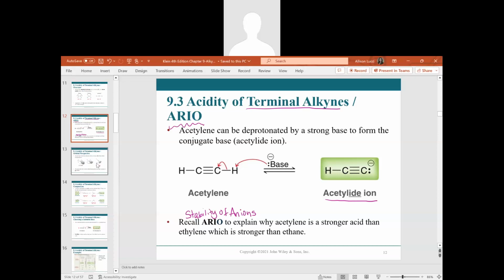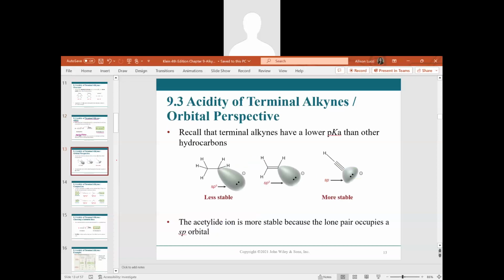The orbital explanation is what we're going to look at here. If we recall, terminal alkynes have lower pKa's than other hydrocarbons, including alkanes or alkenes. So we have a lower pKa value. This means more acidic, right? Because the pKa is the negative log of Ka, the higher the Ka, the more acidic. So the lower the pKa, the more acidic.